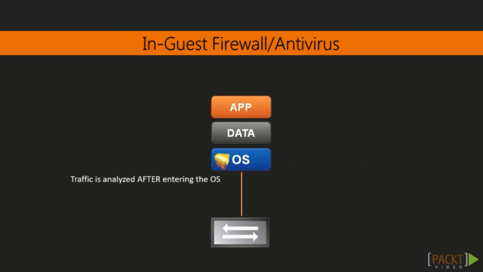The disadvantage of in-guest firewalls is the traffic is analyzed after it has entered the OS, because the traffic needs to go to the TCP/IP stack of the OS, and then the firewall kicks in, verifying if the traffic is allowed or not. So that's a disadvantage of using in-guest firewalls.